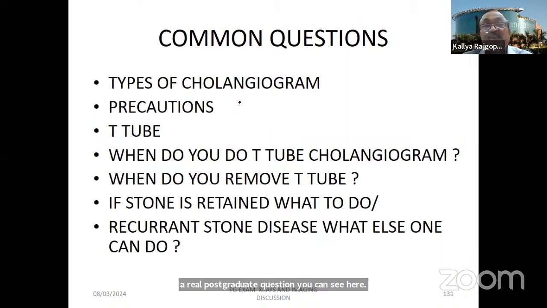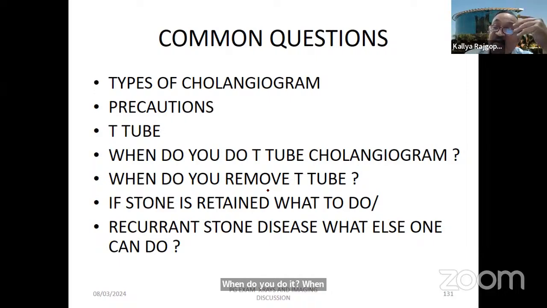What are the types of cholangiogram? I mentioned to you: on table, post-exploratory, and post-operative, this is the 8th or 10th day. What precautions do you take? We should not inject air bubbles inside. What is the T-tube made of? Latex. When do you do it? When do you remove the T-tube?